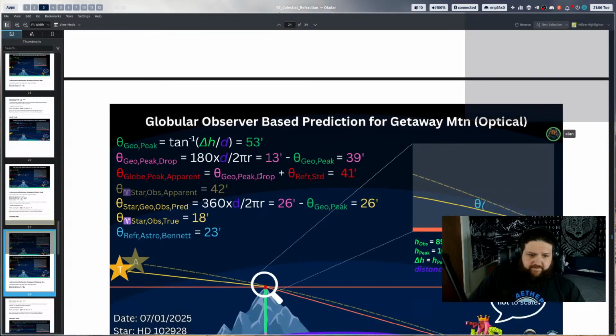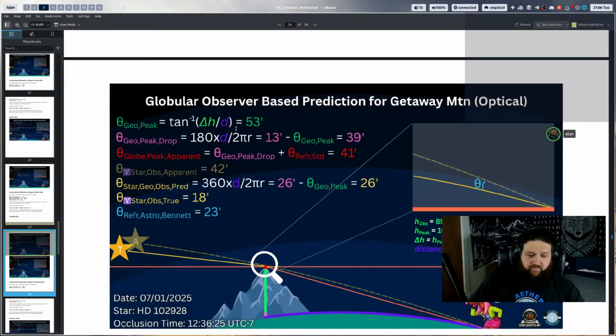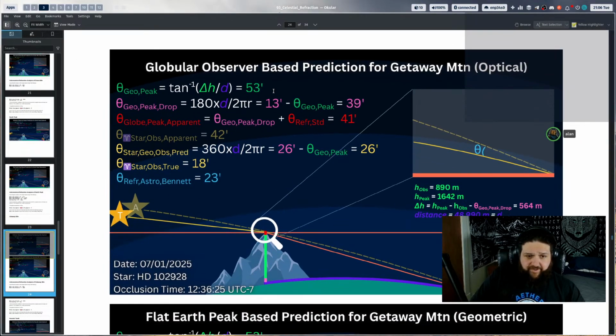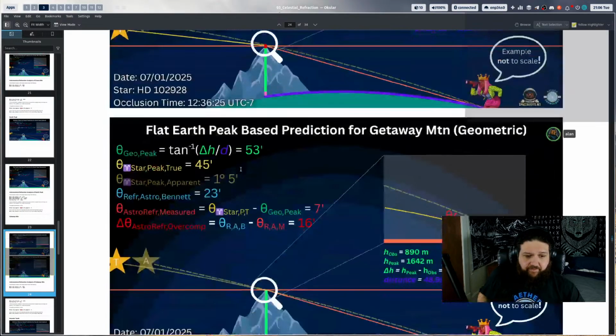Getaway Mountain. The rise over run gives us 53 arc minutes for flat Earth, minus 13 arc minutes for drop over distance for the globe, giving us 39 arc minutes for the globe prediction. Standard refraction lifts us up to 41. Apparent position with respect to the observer was 42 arc minutes, and the astronomical refraction amount is 23 arc minutes.